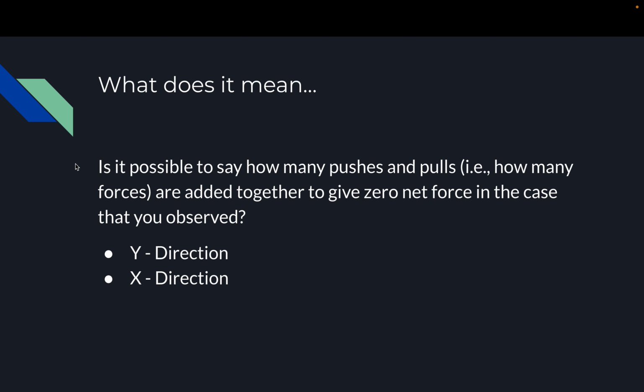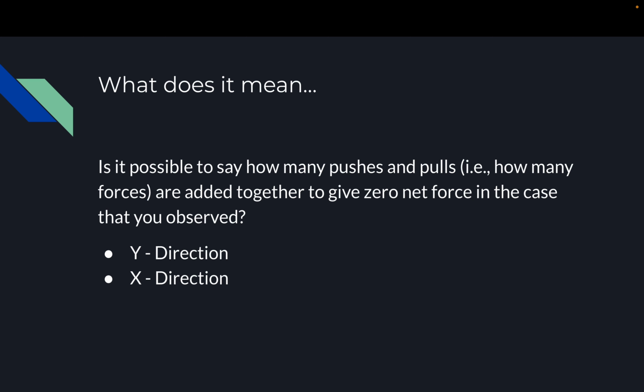And what does it mean? Is it possible to say how many pushes and pulls, how many forces are added together to give 0 net force in the case that you observed? So in the y direction, we can say that the net force is 0 because the only thing acting on the skateboard is the force of gravity and the normal force of the ground, which in the end cancel out, it's staying even in the y direction.